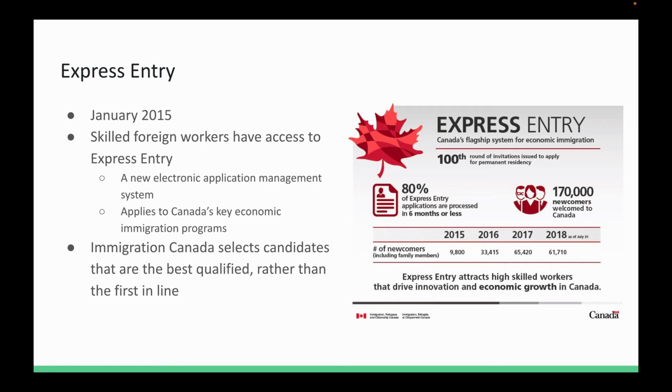And what happens, instead of being first in, first processed, this is taking a look at the qualifications of the candidate, and the most qualified are going to be coming into the country rather than the first person who filled out the application form. And this is to attract high-skilled workers, and we want to drive the innovation of Canada's economy and society, as well as have a strong economic growth here in the country.